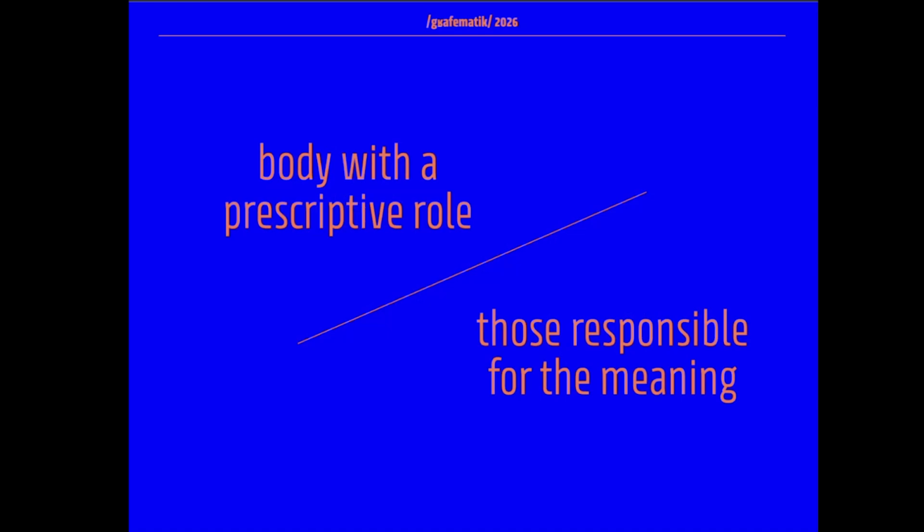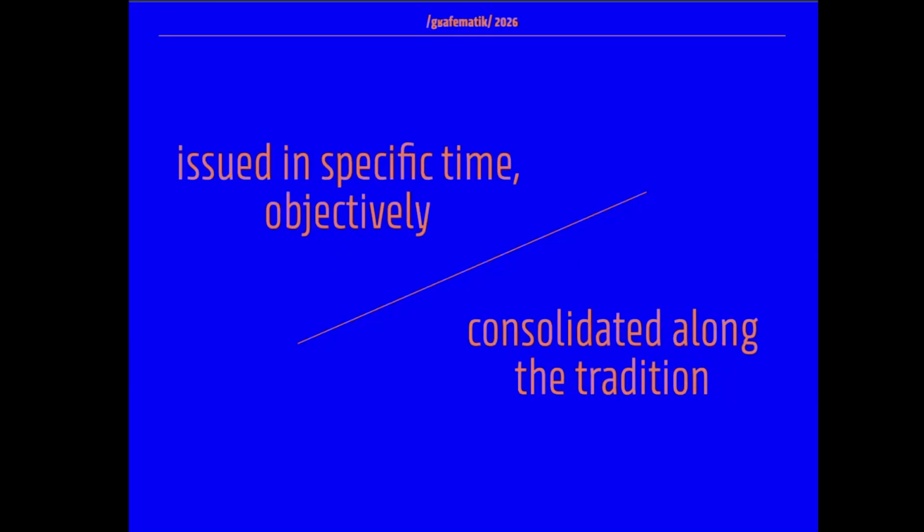And spelling rules, or orthographic rules, are created, edited or formulated by a body with a prescriptive role, some institution, some publishing company with an analogous role, whereas editing conventions are in the hands of those responsible for the signification of texts. And lastly, spelling rules are issued. It's not a clear-cut distinction, but they are issued at a moment in time, whereas editing conventions are consolidated through tradition.